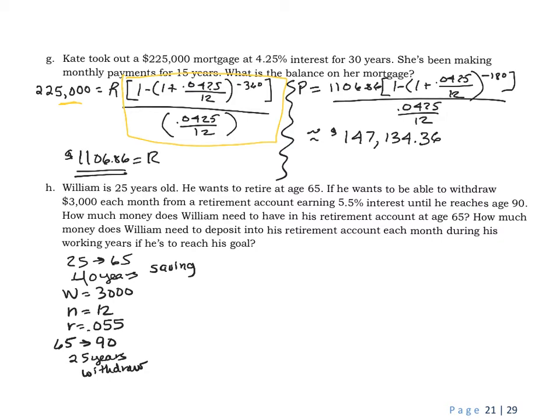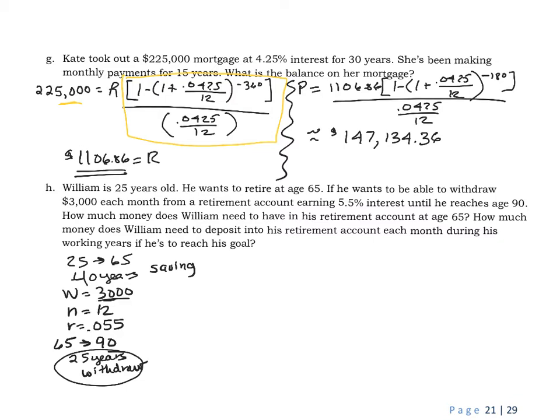Okay, so how much money does William need to have in his retirement account at age 65? And then they're going to ask how much money does William need to deposit into his retirement account each month during the working years if he wants to reach that goal. So let's first take how many years, 25 years in retirement, he wants to withdraw $3,000. So how much do we need for principal then?